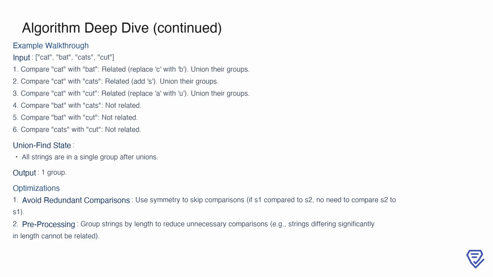To optimize this process, we can skip redundant comparisons using symmetry and pre-process strings by length, as strings with significantly different lengths cannot be related. These techniques reduce unnecessary checks and improve efficiency.